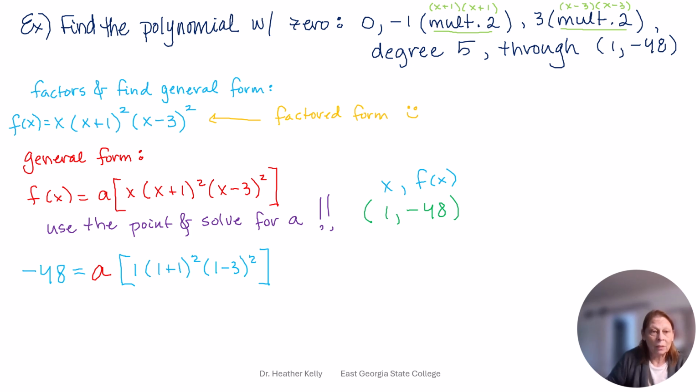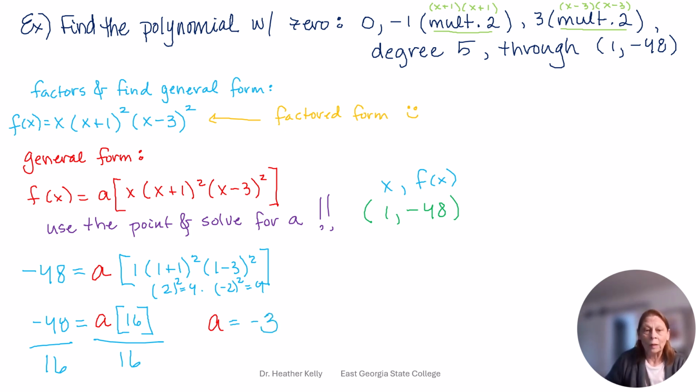All right, so let's see what this is. 1 times 2, that's 2 squared is 4. And then this is negative 2 squared, which is also 4. So I've got negative 48 is equal to a times, and what is this number here? 4 times 4 is 16. Divide both sides by the 16, of course, and we get a is equal to negative 3.